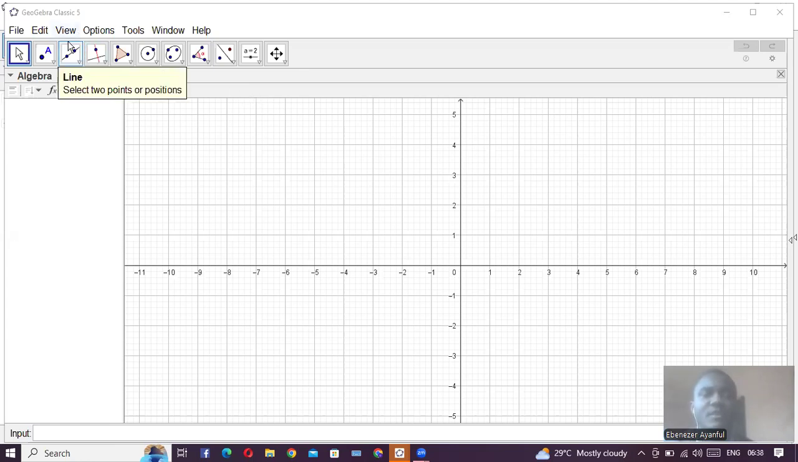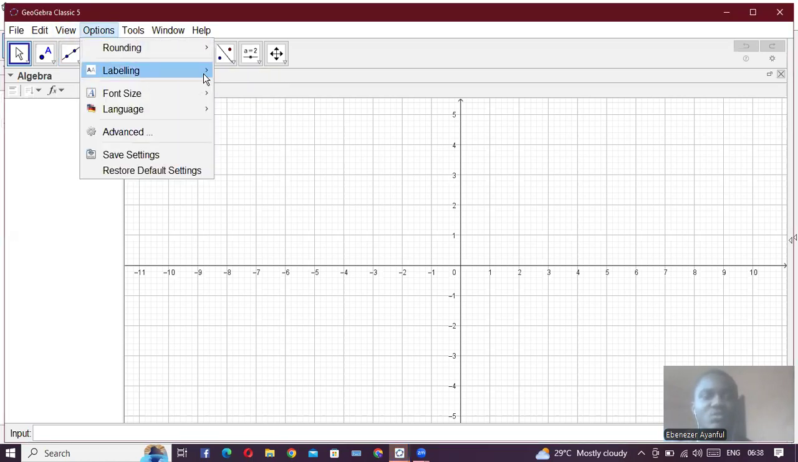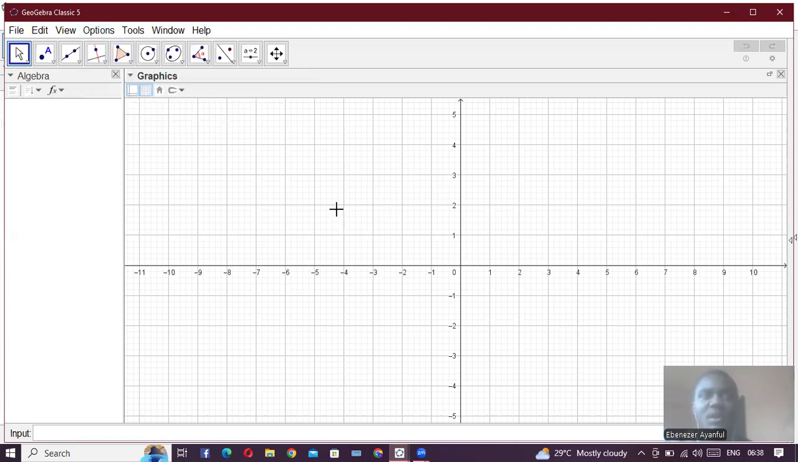All right, so I have customized my GeoGebra. When you go to options and labeling, I've set it to new point only. The purpose of this is to make the graph sheet neater, because GeoGebra will automatically name every point, line segment, and line that is created on the graph sheet. But I don't want that. I want it to be neater, so it doesn't have to name everything.